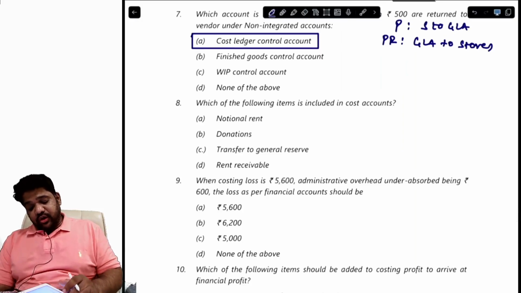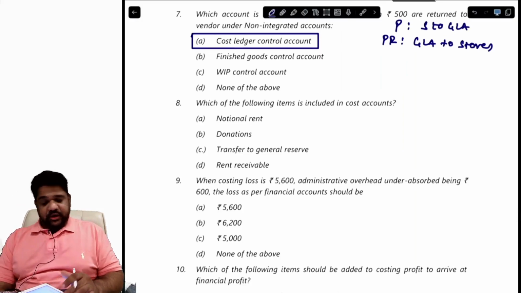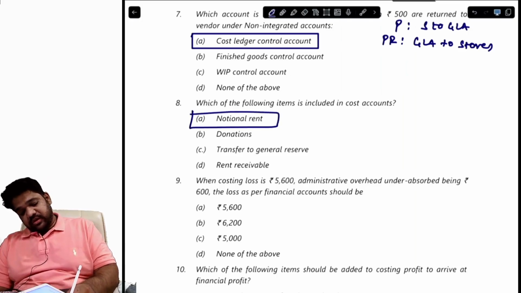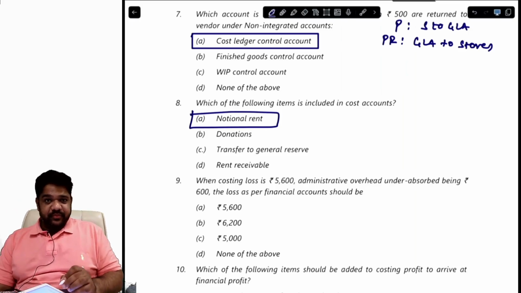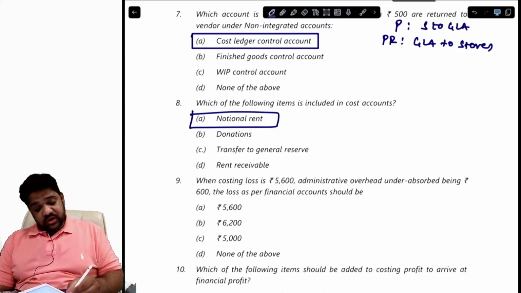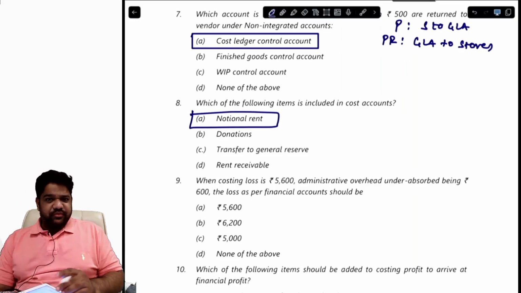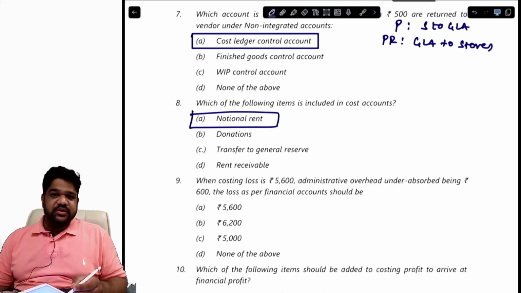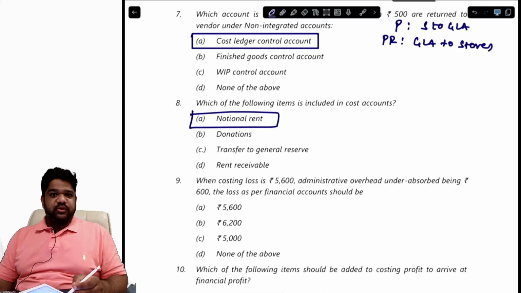Which of the following items is included in cost accounts? Notional rent. We just discussed this. Donations, these are recorded for NPOs. Transfer to general reserve, financial books entry. Rent receivable. I don't think this can be recorded anywhere. I mean, it's a revenue which is receivable. Receivable revenues are never recorded.